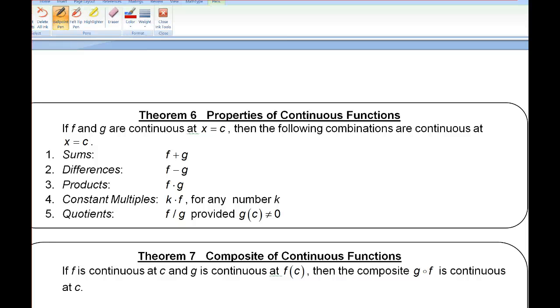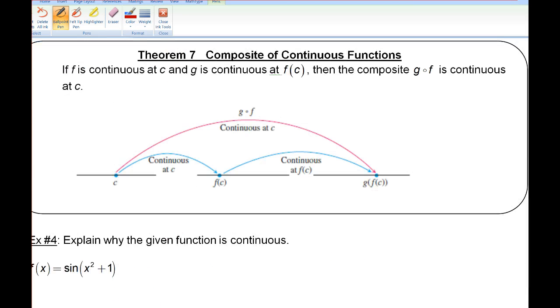Okay, so we didn't finish. I just want to finish up a couple quick things from continuous functions.